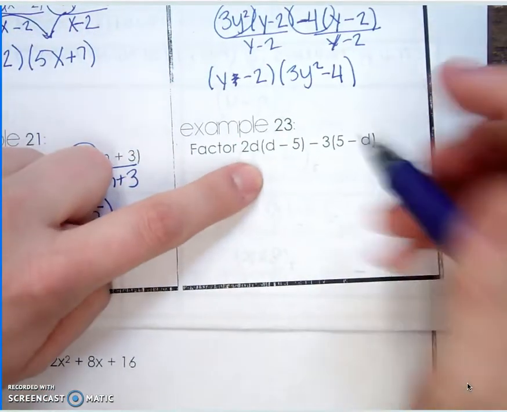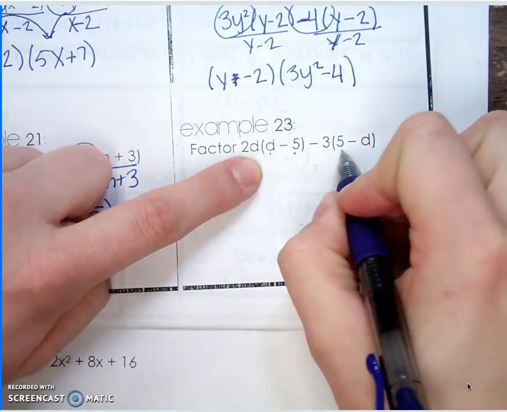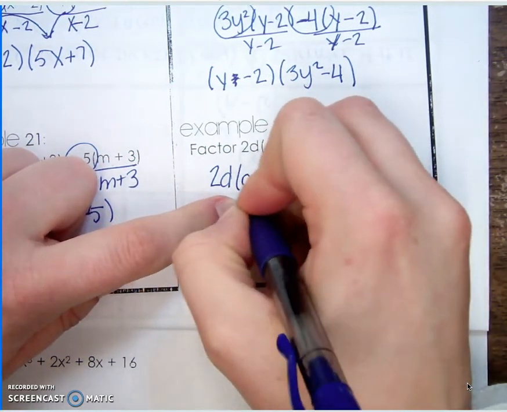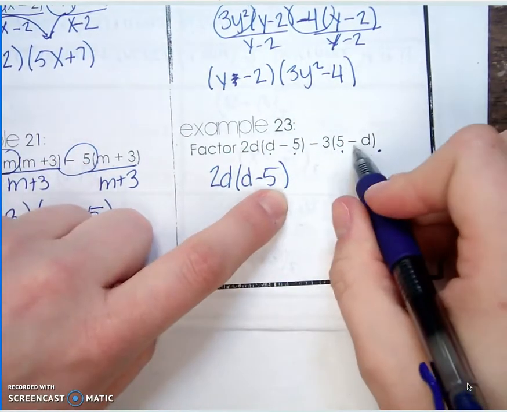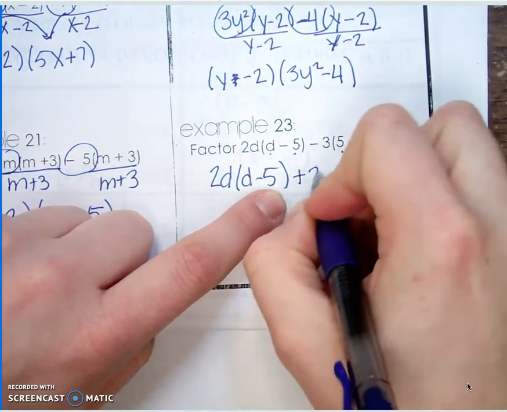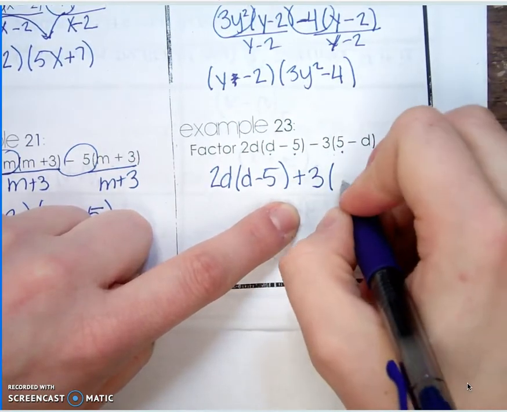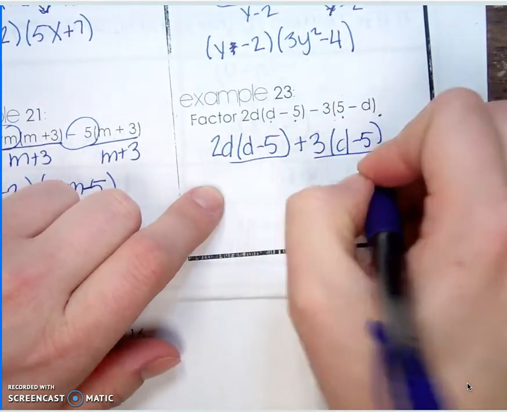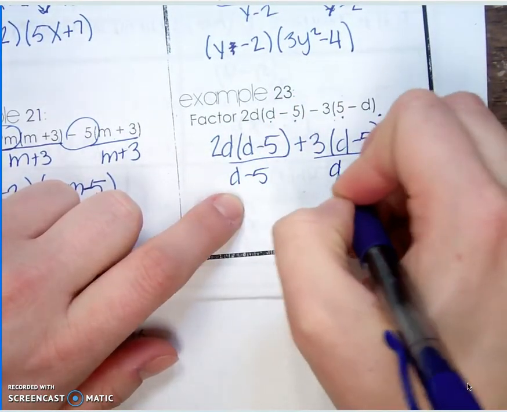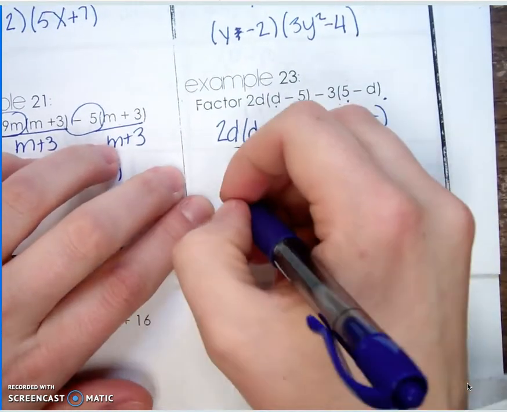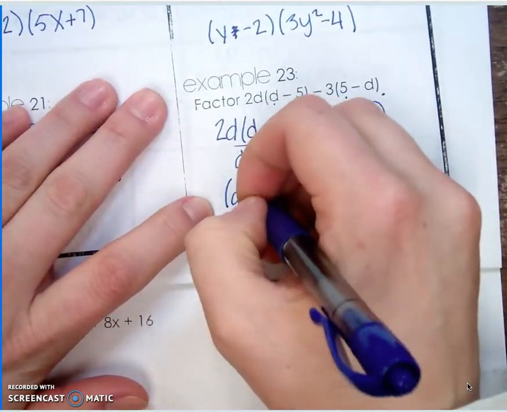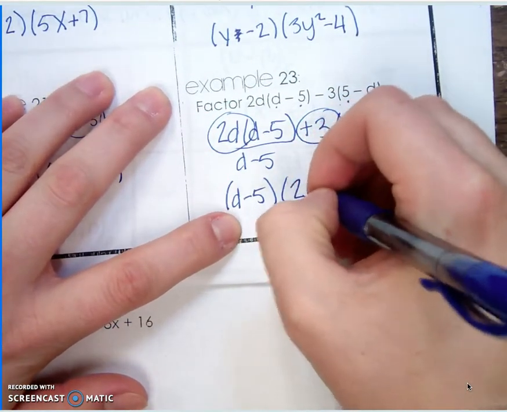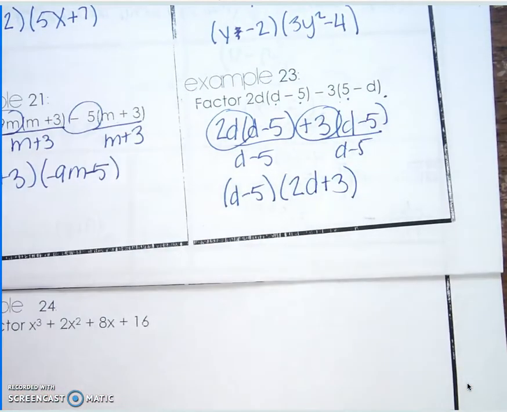23, the same thing. I have d minus 5, but then I have 5 minus d. So I'm going to rewrite it: 2d times d minus 5. I need to change this around, so I'm going to make that now a positive 3, and then I can switch these to be d minus 5. Divide out your d minus 5. That's my greatest common factor. That's also going to be my first binomial. And what's left is my second, 2d. Remember, now it's a plus 3.